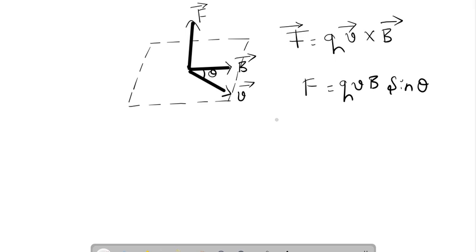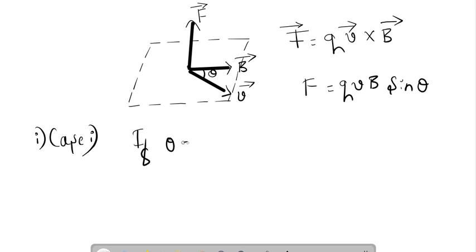Now the direction of the force is always perpendicular to the plane containing V bar and B bar. So whatever force is applied here is always perpendicular to B bar and V bar. Suppose you consider case 1, it is very important.